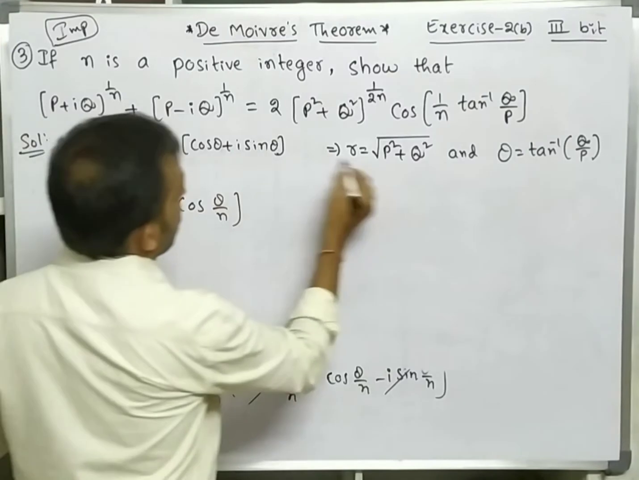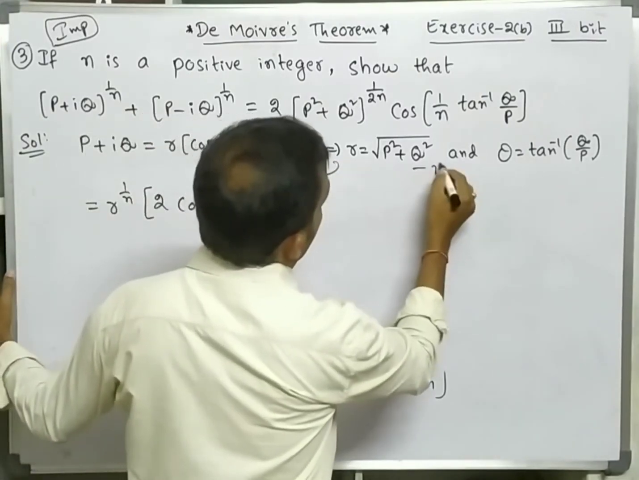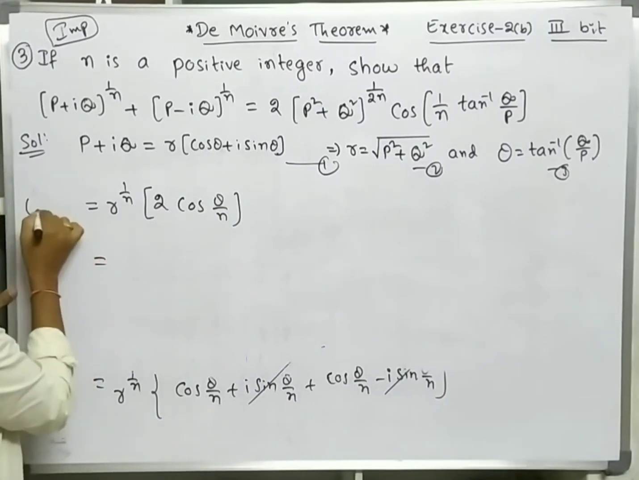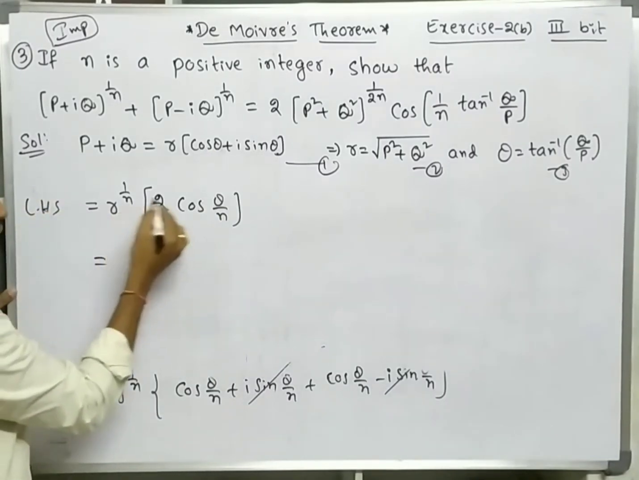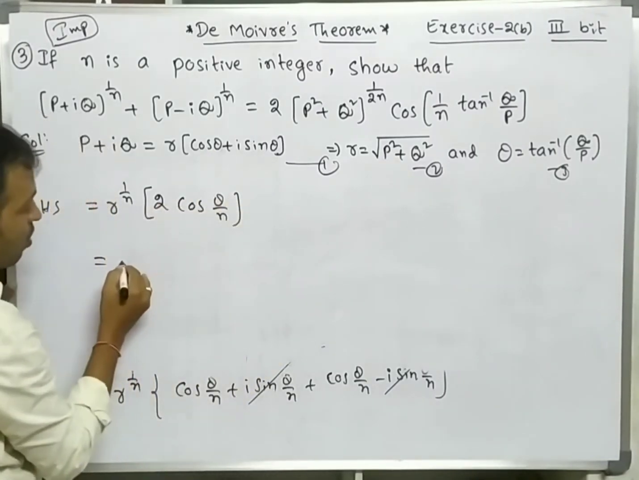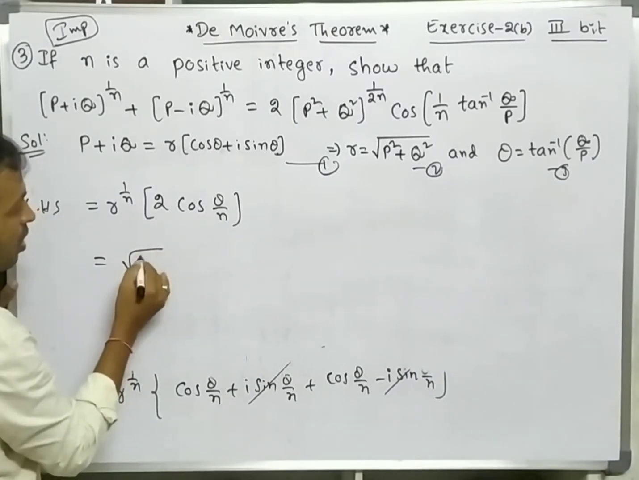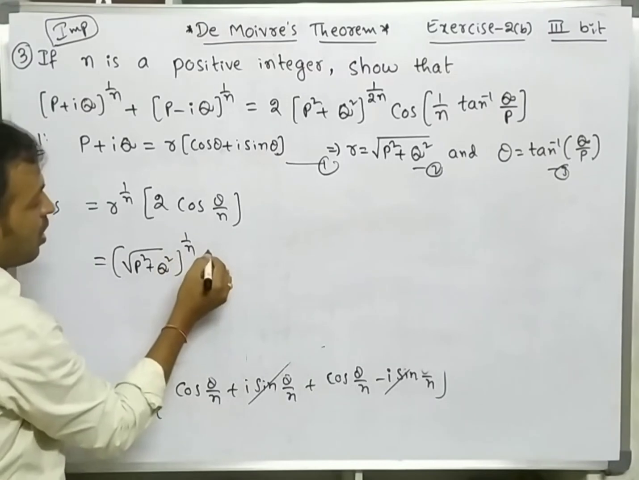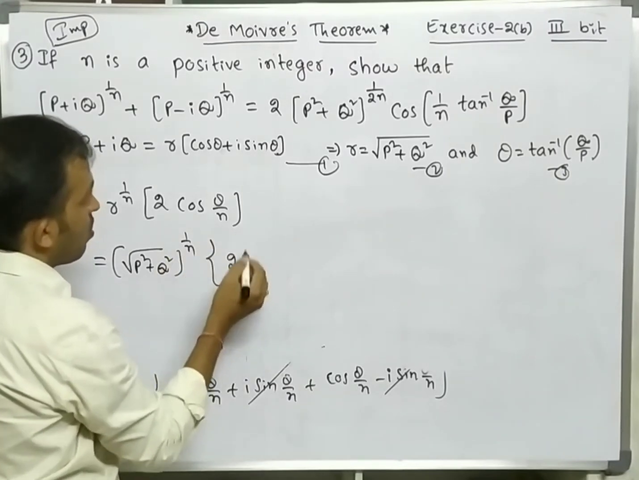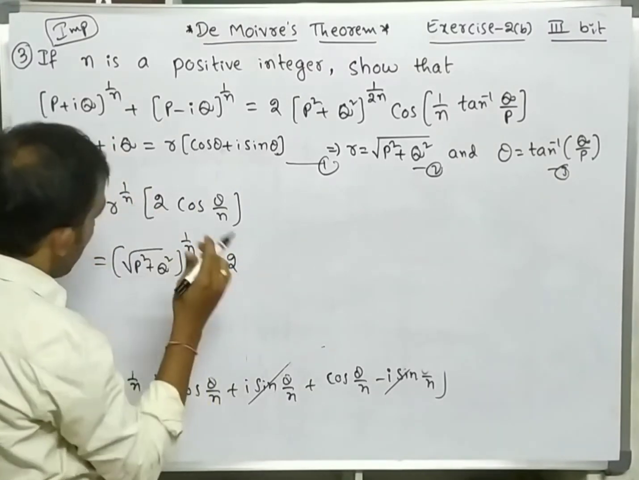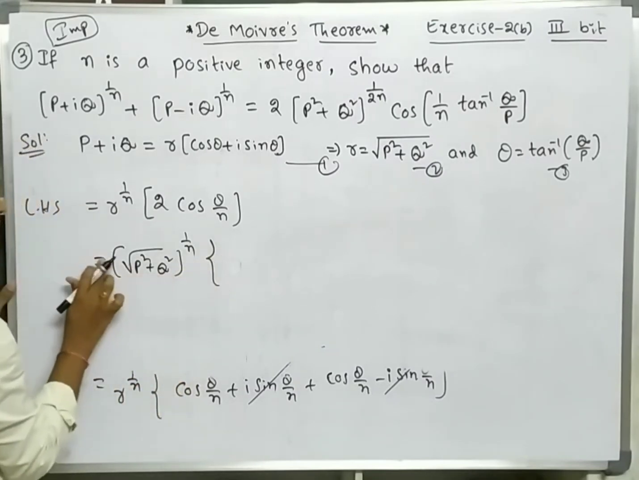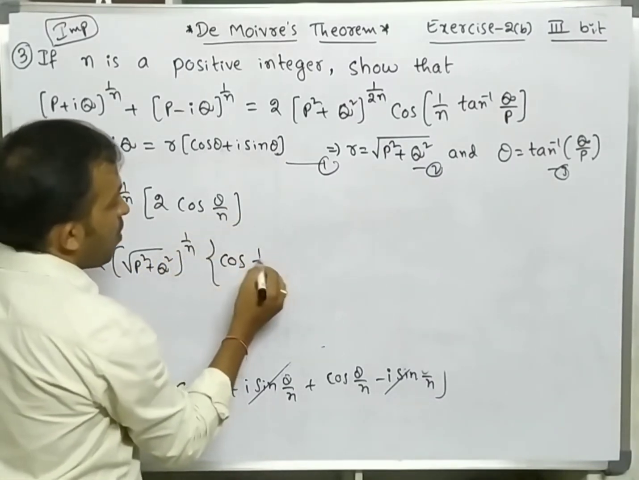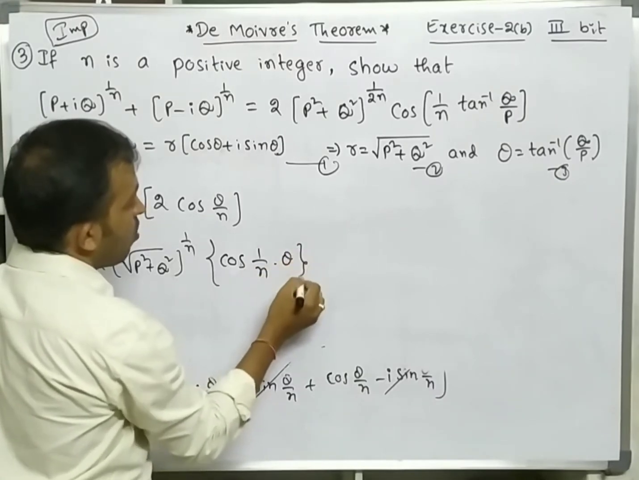So from this, let this be 1, this is 2, this is 3, substitute here. Okay, the left hand side is equal to r value, how much? Root p square plus q square whole power 1 by n into 2. Okay, so you can write 2 here. Then cos of theta by n can be written as 1 by n into theta.